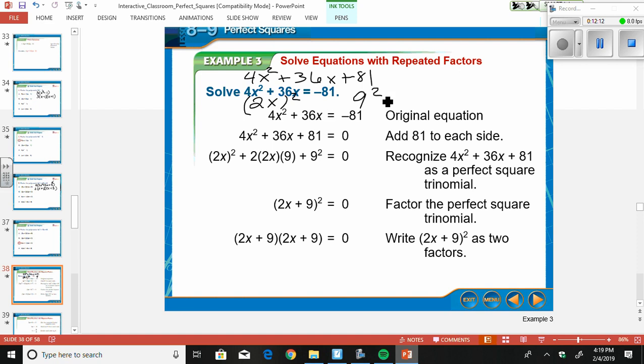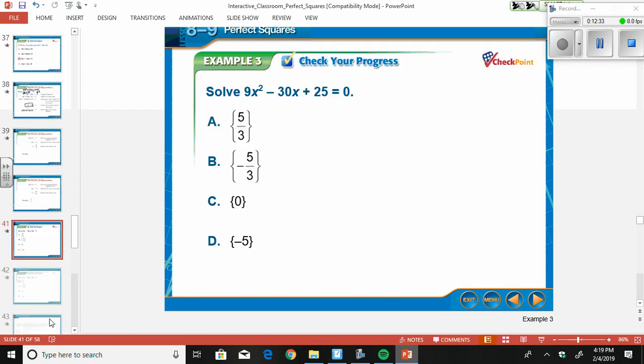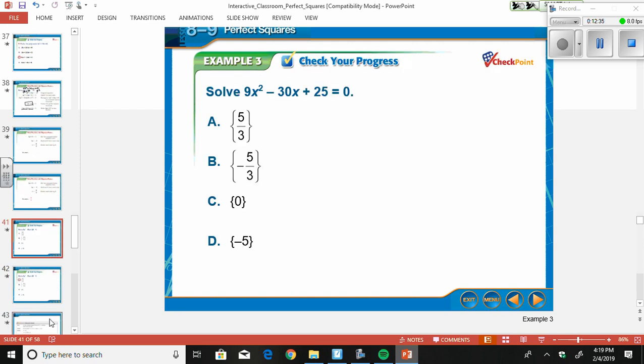9 quantity squared. Let's see if they make a trinomial. 2x times 9 is 18, times 2 is 36, so it works. So 2x plus 9 times 2x plus 9, or 2x plus 9 quantity squared. If we need to solve, we set each one equal to 0 and solve for x, so we get x equals negative 9 halves as our 0.